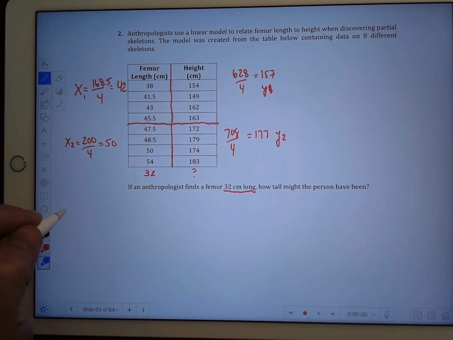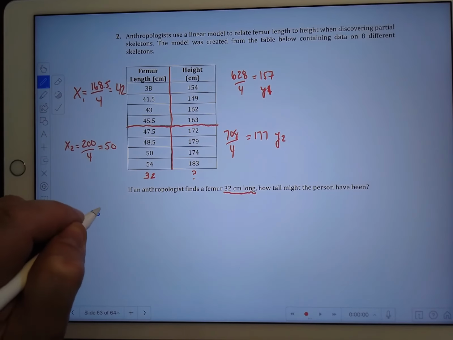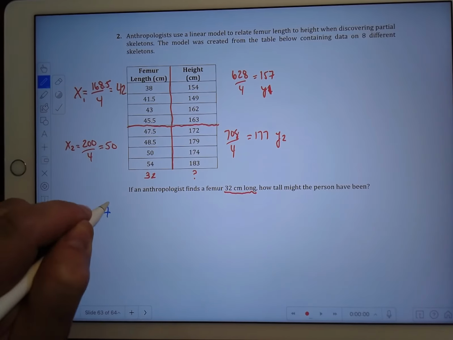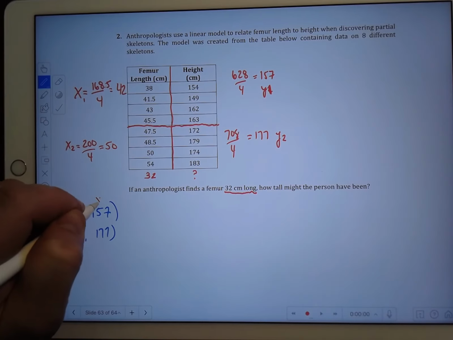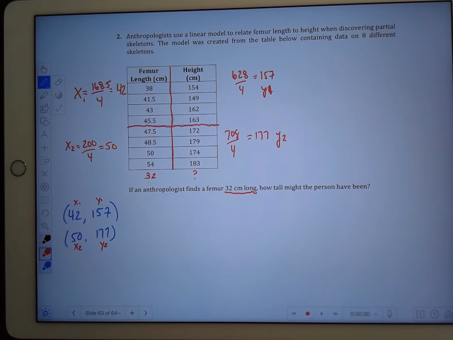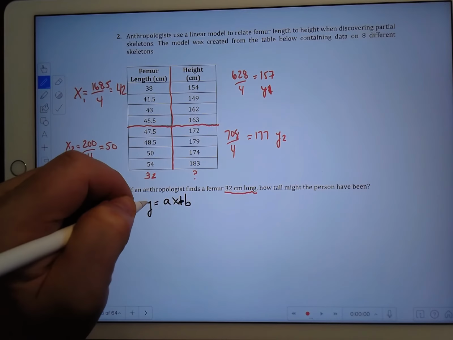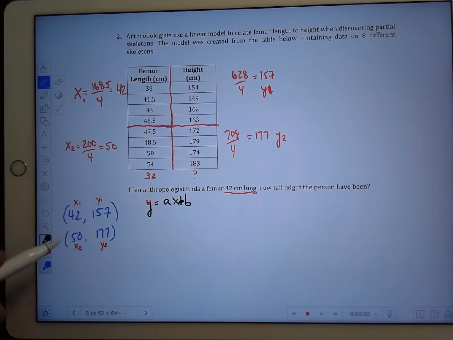So we have an x1, y1 of 42, 157, and we have an x2, y2 of 50 and 177. I've just recopied them over here. From here we know that we're going to have to get the rule of y equal to ax plus b in order to make that prediction. And in order to do that, we're going to use these 2 points.